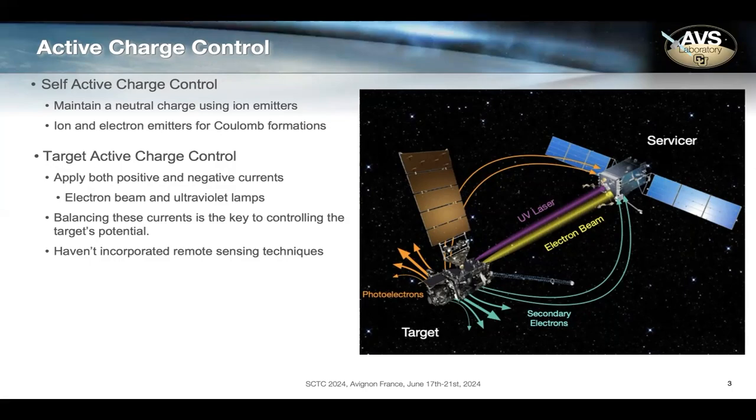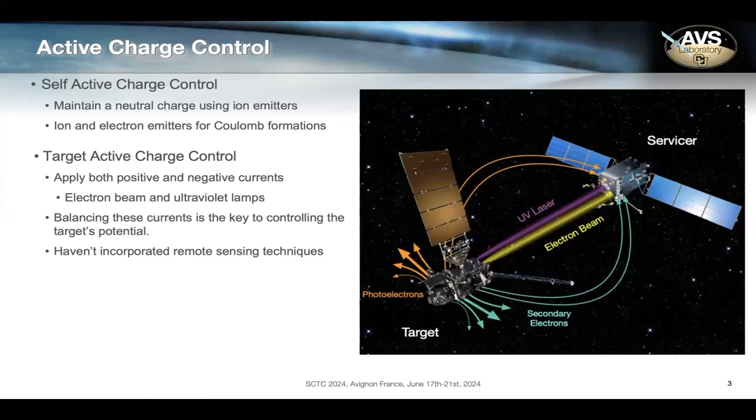Specifically, this has been used to maintain a neutral charge using ion emitters, which allows for the measurement of low energy electrons and protons. It has also been discussed in terms of Coulomb formations. Using ion and electron emitters, we can fully control the potential of a surfacer and then perform electrostatic maneuvers.